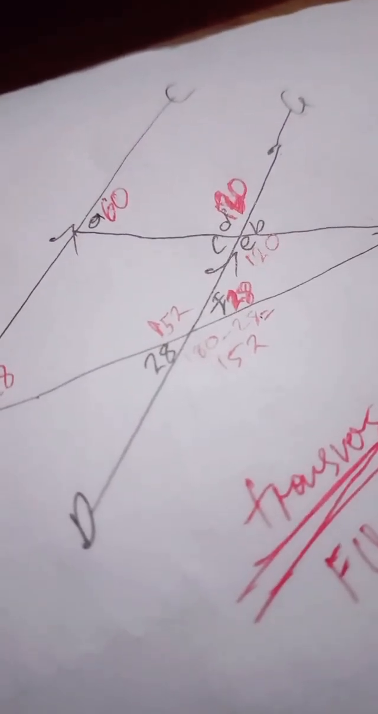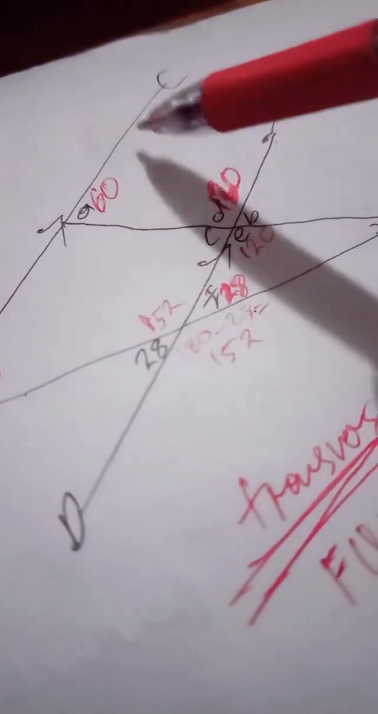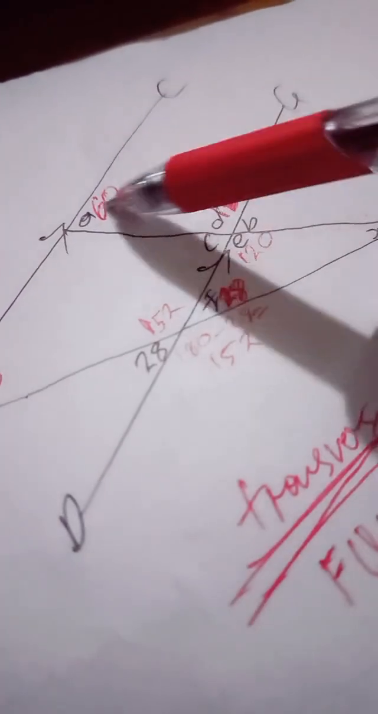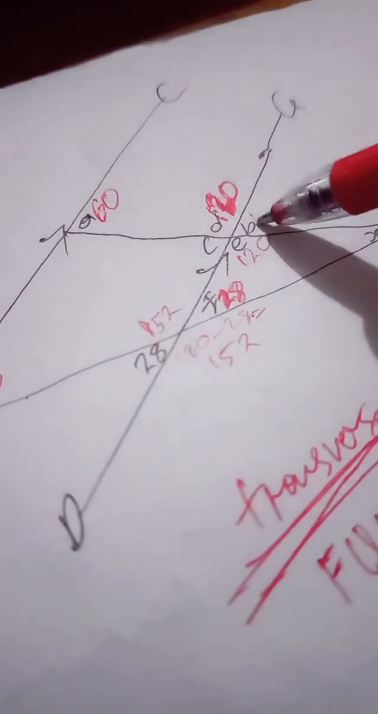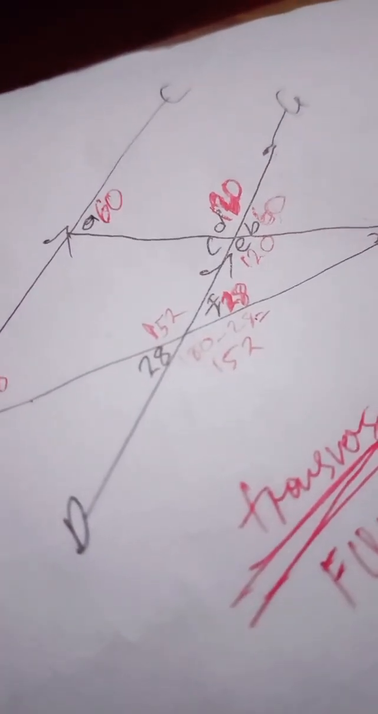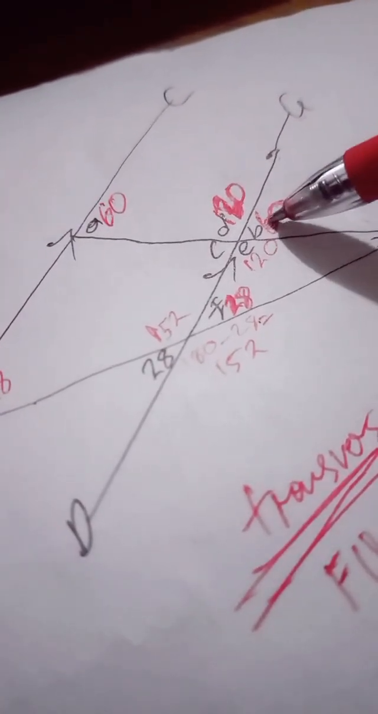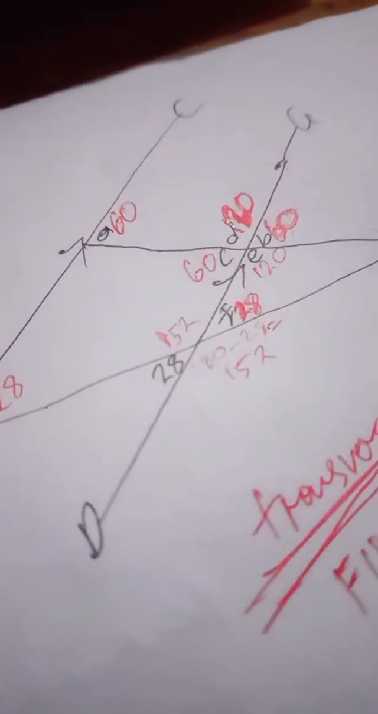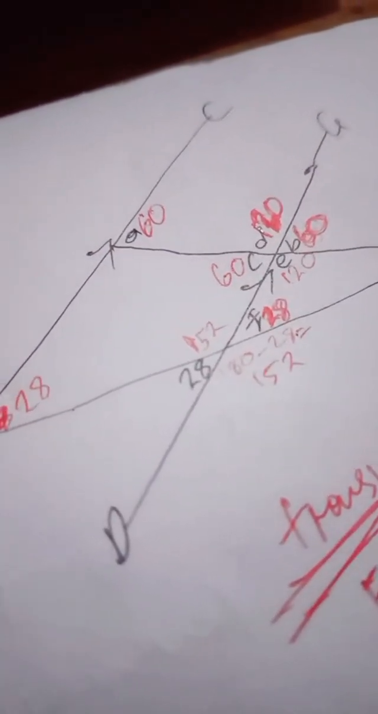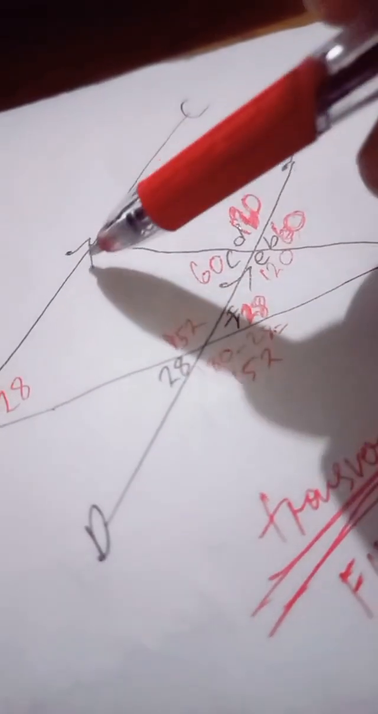Thank you for the comment. 120. From there, our B. Remember, we have an F. So 60 is equal to 60. So B is 60. The moment we see that B is 60, vertically opposite to C. So C is what? 60 also. We can even find the value of this angle. Co-interior. Or you can use angles on a straight line. This will be 120.